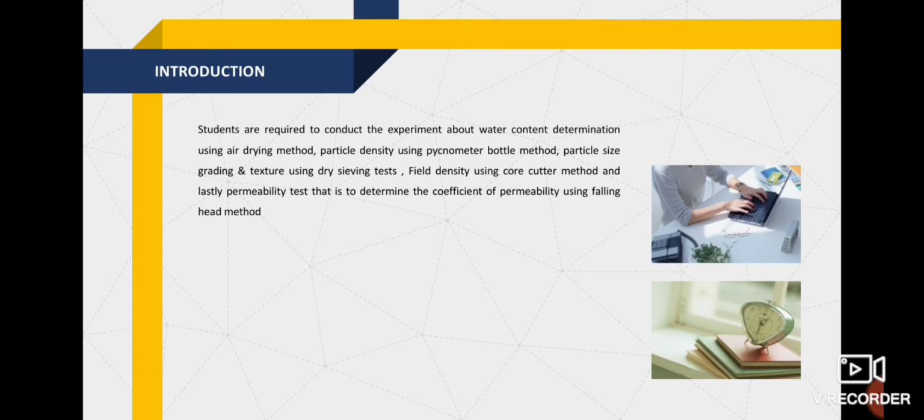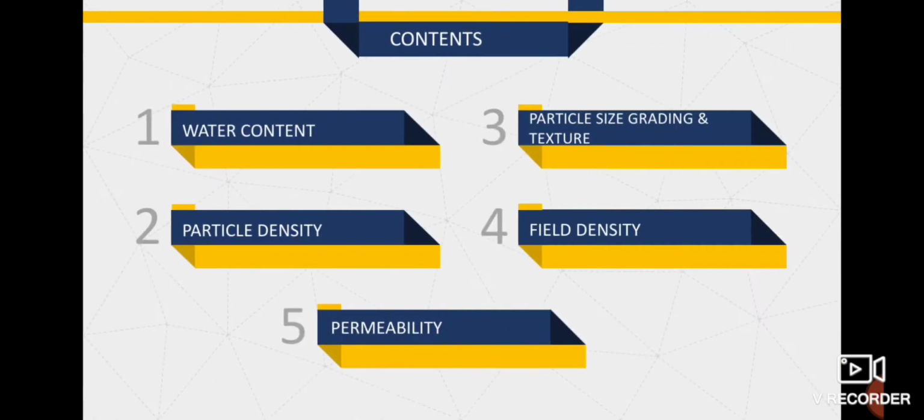The apparatus that I use to conduct all of these experiments are soil sample, metal tray, weighing balance, plastic container, set of sieve, cylindrical steel container, rubber mallet, ruler, water and plastic bottle. This is the content of this video.